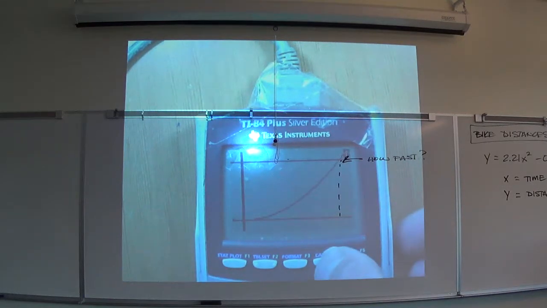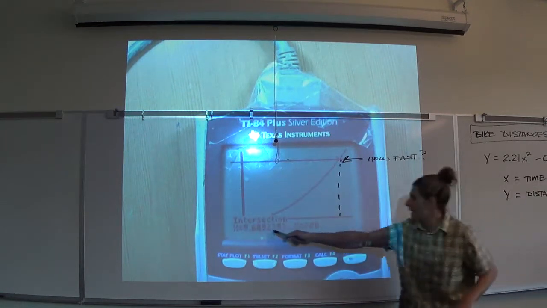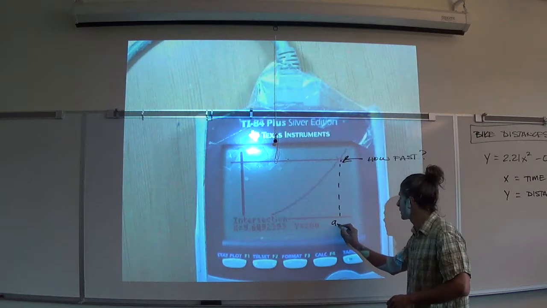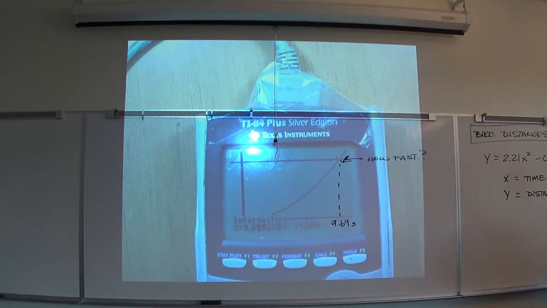Second trace, intersect. Now it asks for some curves. It says, should I use the quadratic as my first one? Yes. Press enter. Should I use the 200 as my second? Yes. Press enter. Guess? I never give it a guess. I'll let it figure it out for itself. 9.69 seconds. Notice it's a smidge different than what our data actually was collected. Yes, it's off by a few hundredths.